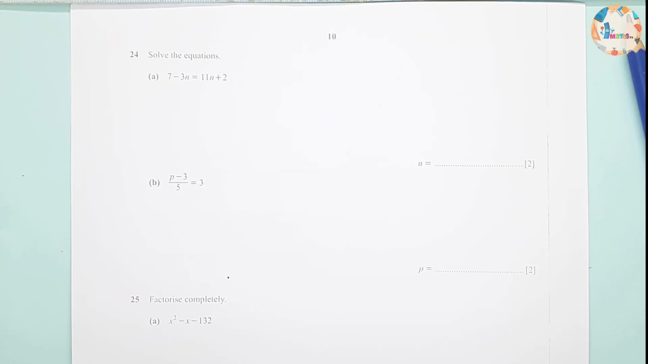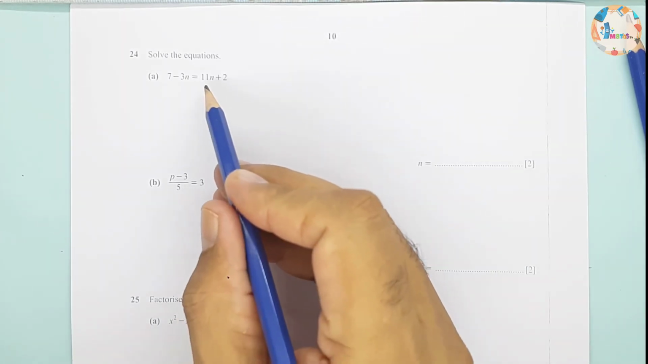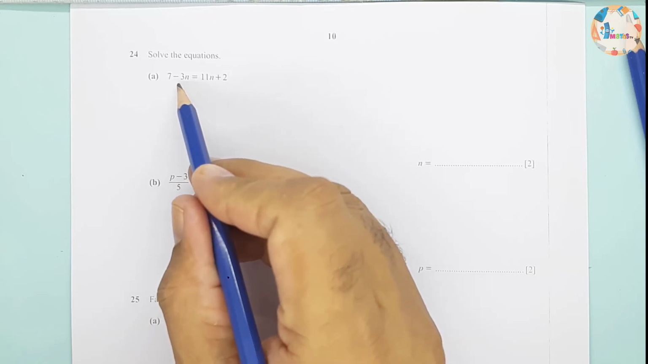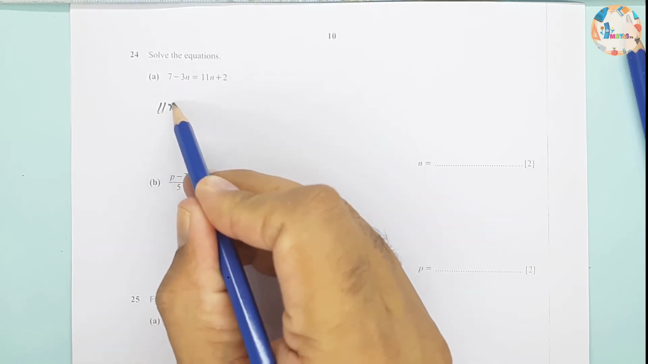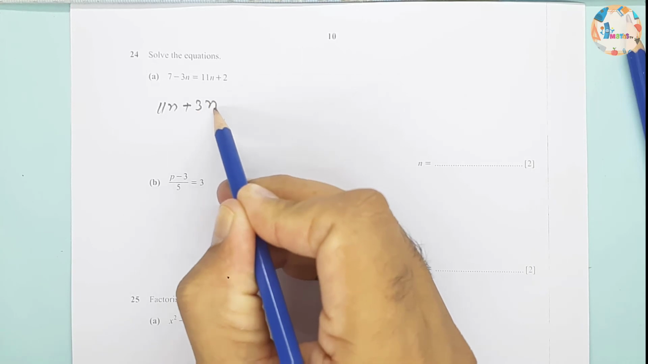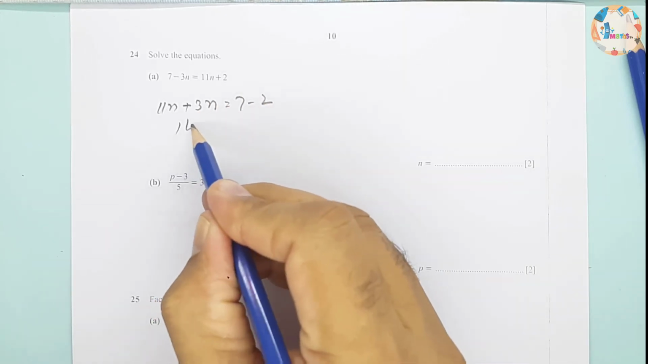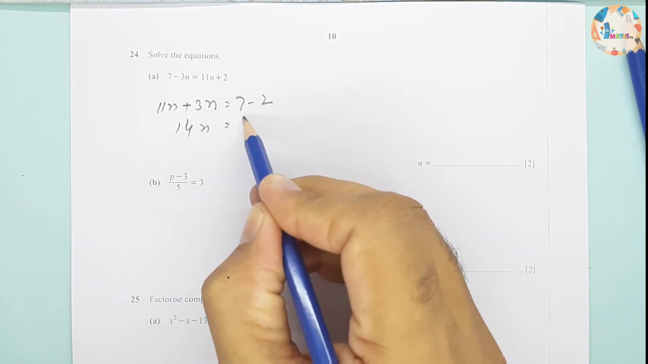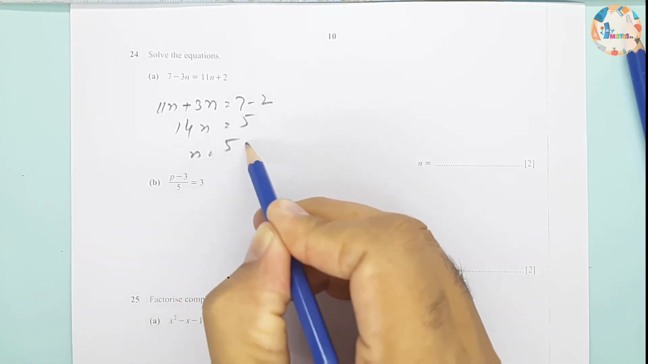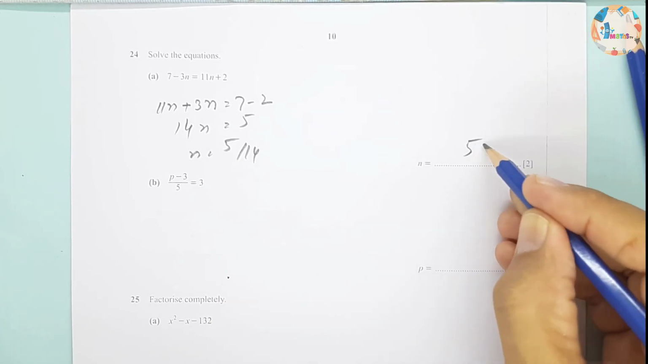Now question number 24. Solve the equation 7 minus 3n is equal to 11n plus 2. So this is again an algebraic equation. Like terms we will have to add, so we'll be sending this to the other side. So this will be 11n plus 3n equal to 7 minus 2. This will be 14n is equal to 5. So n is equal to 5 by 14. So 5 by 14 will be our answer.